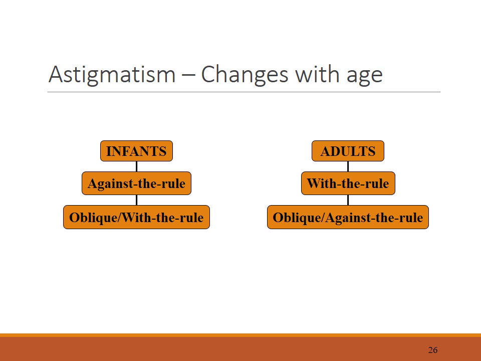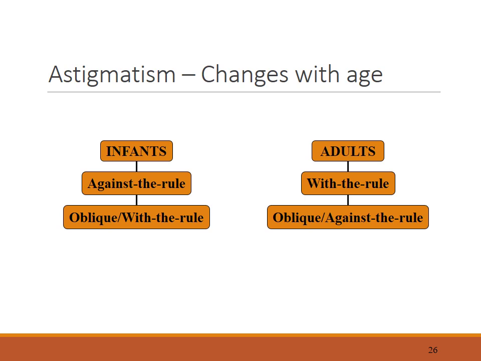For your information, astigmatism normally changes with age. For example, infant patients normally have against-the-rule astigmatism. However, when they grow, the against-the-rule astigmatism will slowly change to oblique or with-the-rule astigmatism. For adults, normally the astigmatism is with-the-rule astigmatism. And when they get older, the with-the-rule astigmatism will change slowly to oblique or against-the-rule astigmatism.